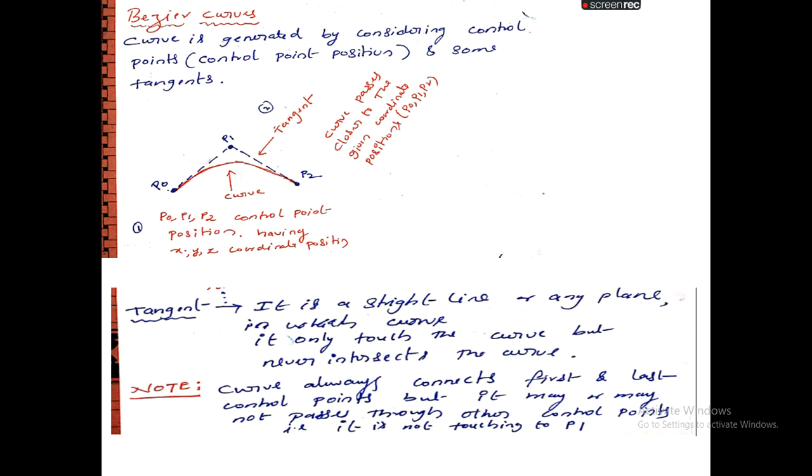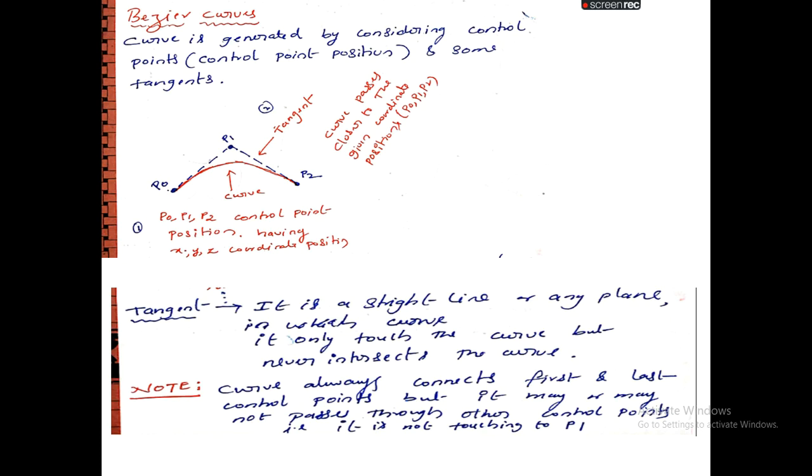And you need to draw the tangent in such a way that the tangent has to touch whatever curve we are creating, but the tangent should not intersect our curve. This is the condition you need to remember whenever you are selecting the position of the tangent in our Bezier curve. So these are the two components we use whenever we are using a Bezier curve.